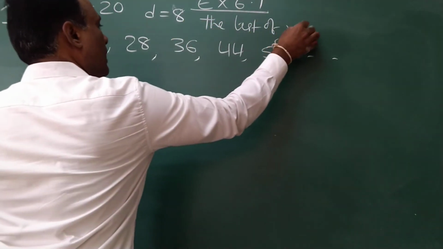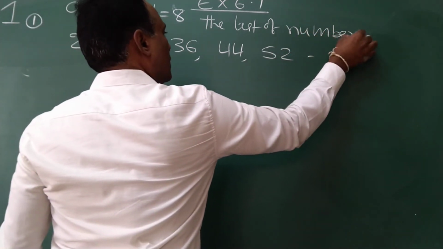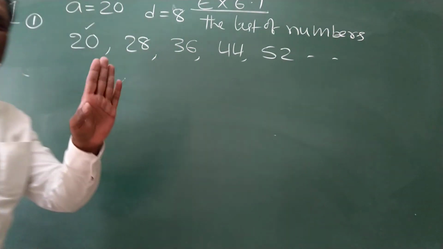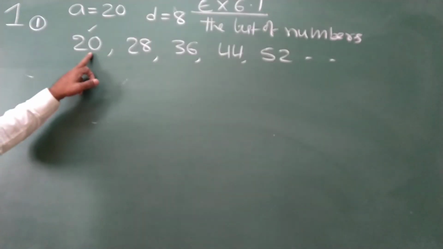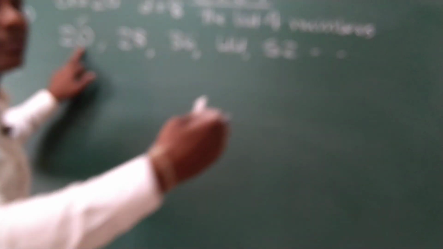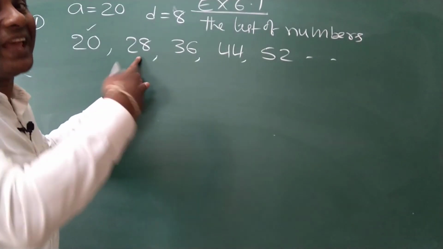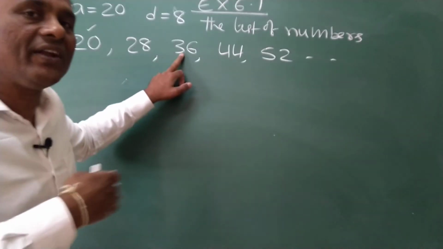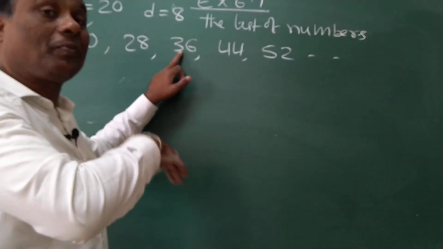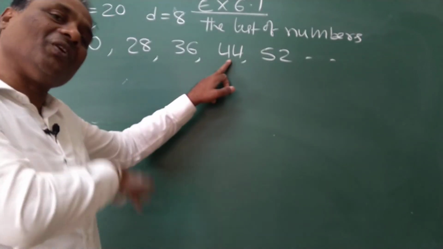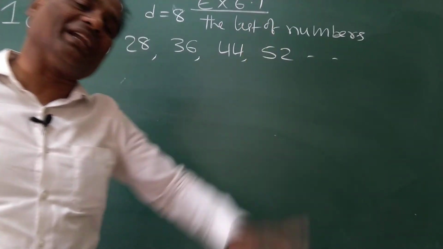The list of numbers. Actually, no, you need not write all this. Just whether it is AP or not, we just have to write. But I am giving numbers also. If we travel the first 1 kilometer, we have to pay 20 rupees. If we travel 2 kilometers, first 20 plus additional 1 kilometer, 8 rupees, 28 rupees we have to pay. If you are traveling 3 kilometers, 28 plus 8 rupees, 36. If you are traveling 4 kilometers, 36 plus 8 rupees, 44. 44 plus 8 rupees, 52. Like that it will continue.